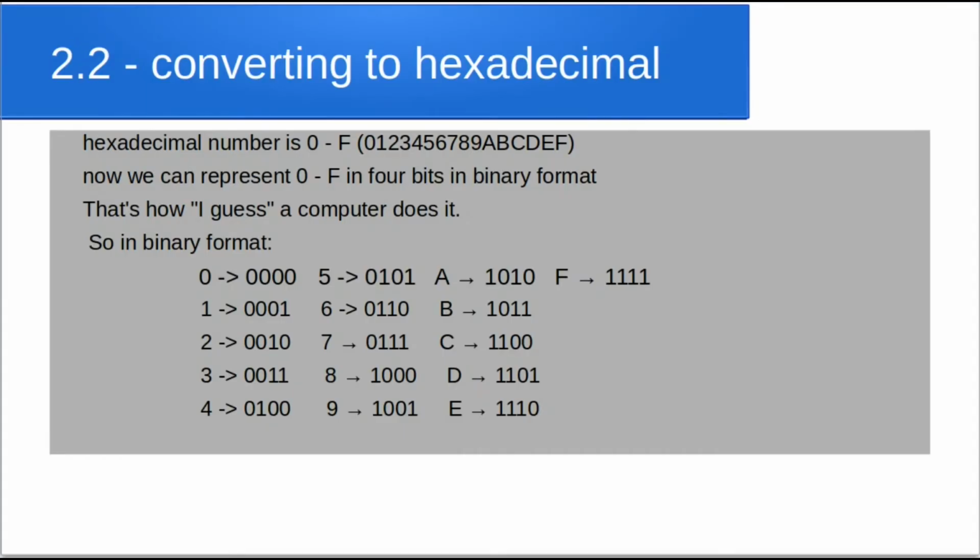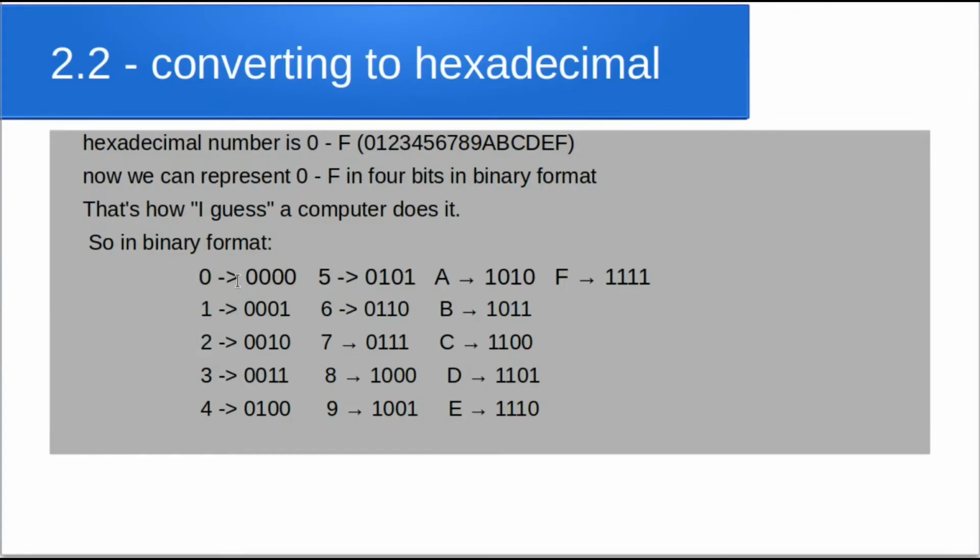Now we're going to look at converting to a hexadecimal number. A hexadecimal number, as we know, is from 0 to F. So it's 0, 1, 2, 3, 4, 5, 6, 7, 8, 9, and then A, B, C, D, E, and F. Now we can represent the 0 to F in 4 bits in the binary format. And that's how I guess the computer does it. So if you look here, I've got the hexadecimal and its binary equivalent.